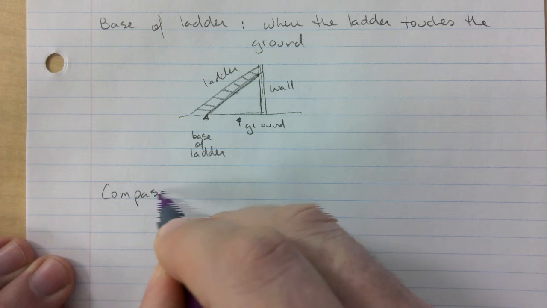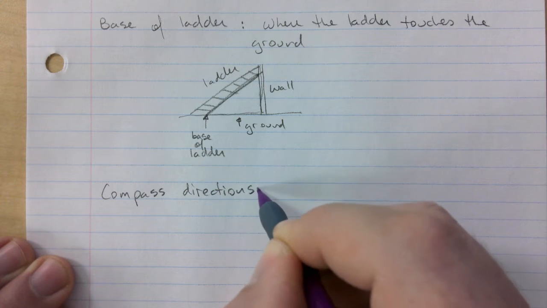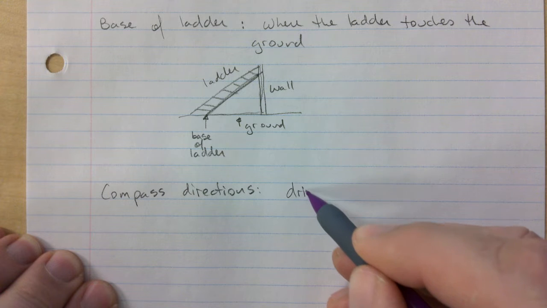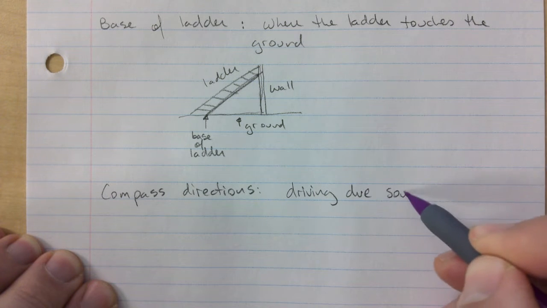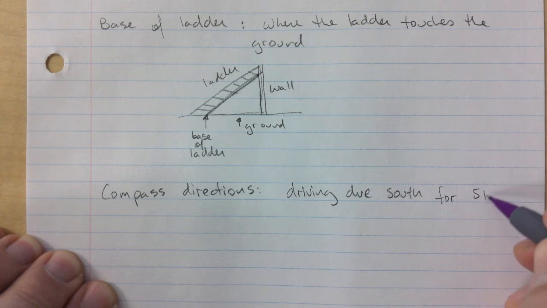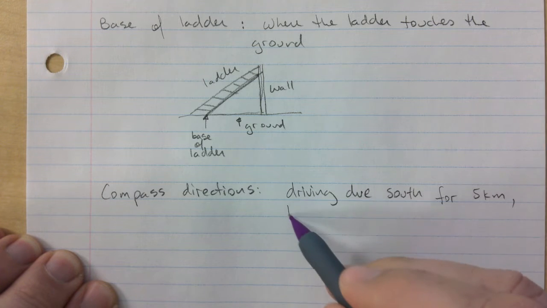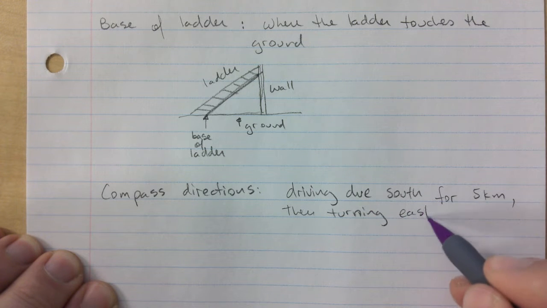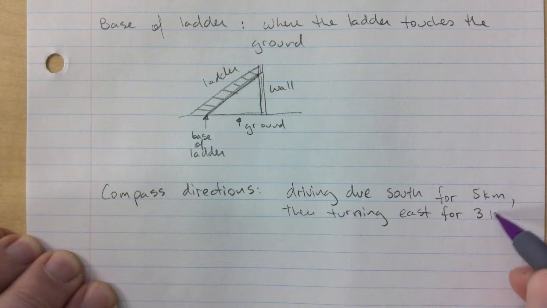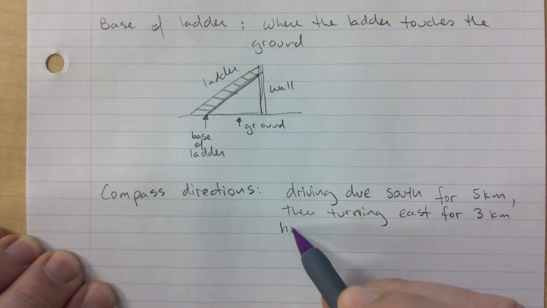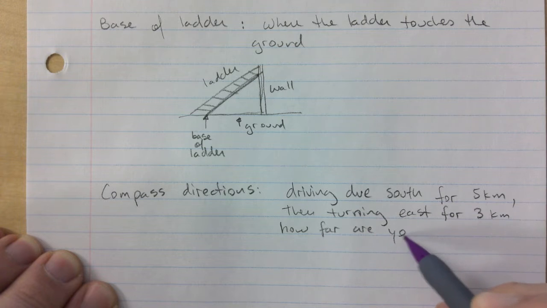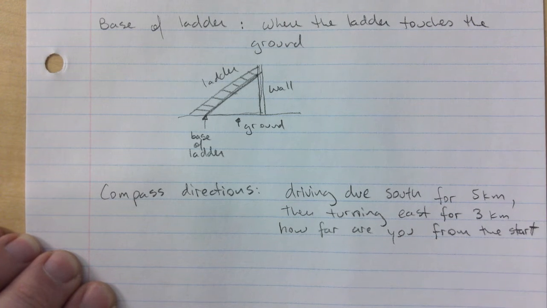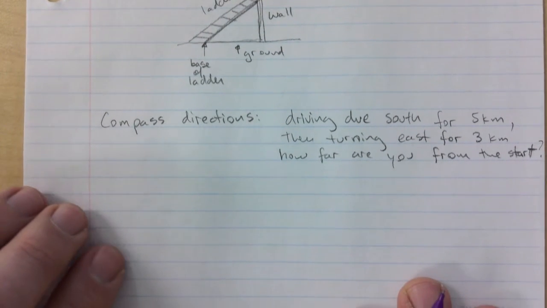Compass directions. Driving due south for 5 kilometers, then turning east for 3 kilometers, how far are you from the start? I'm not going to solve this, I'm just going to graph this.